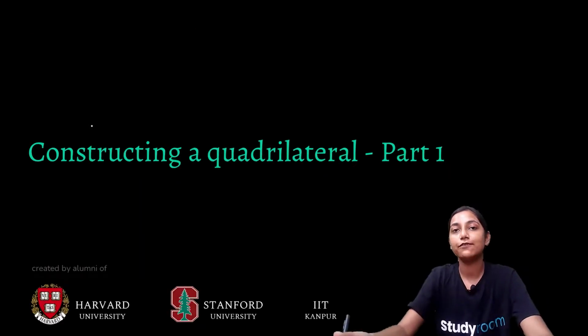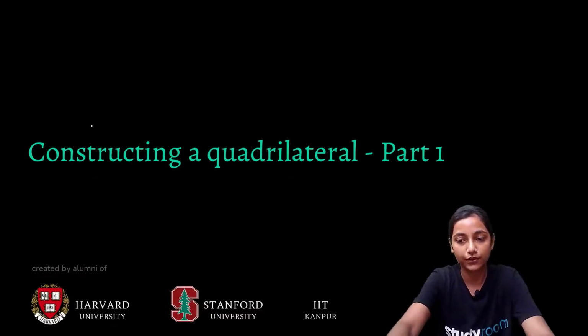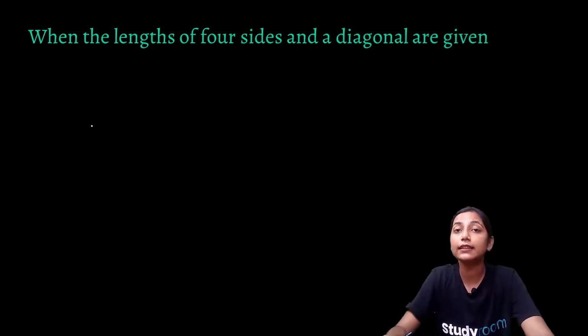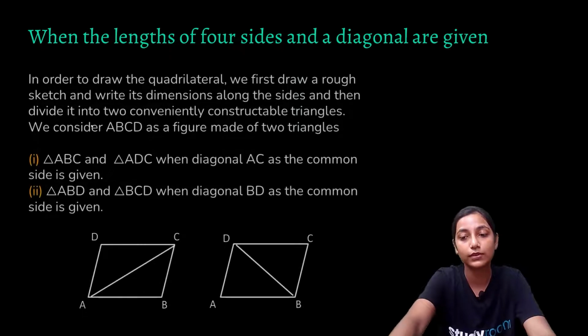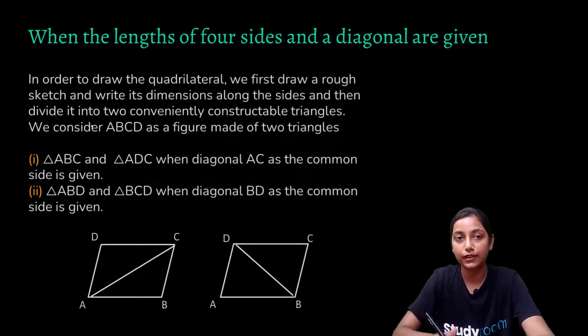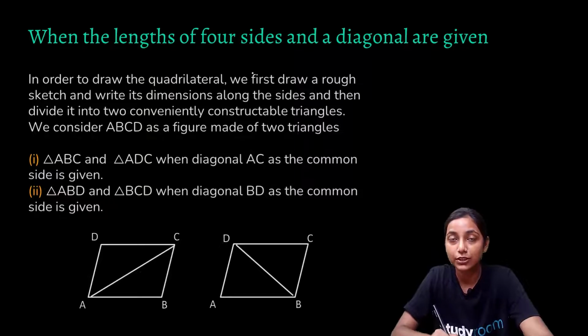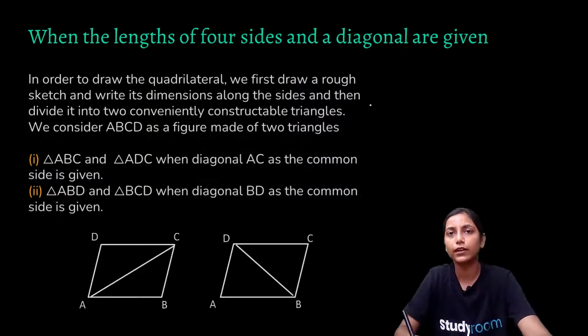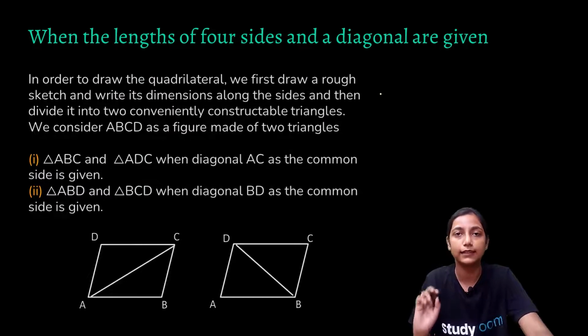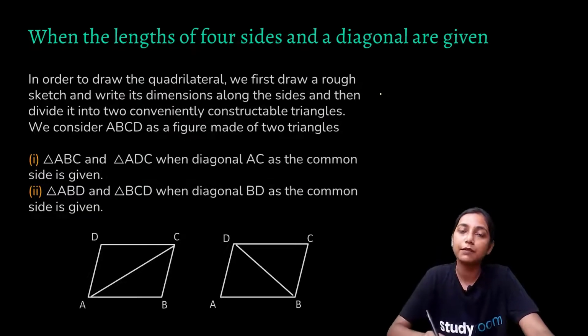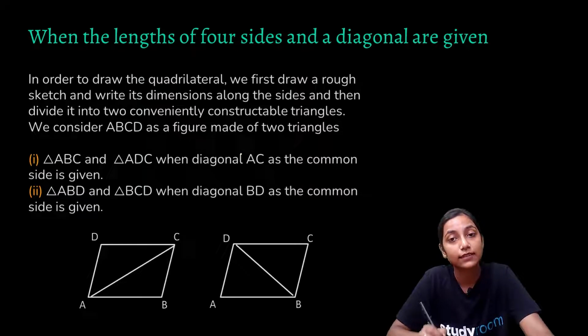First of all, we have part 1 for constructing a quadrilateral: when the lengths of four sides and a diagonal are given. In order to draw the quadrilateral, we first draw a rough sketch of the quadrilateral, which is going to look something like this, write its dimensions along the sides, and then divide it into two conveniently constructible triangles.